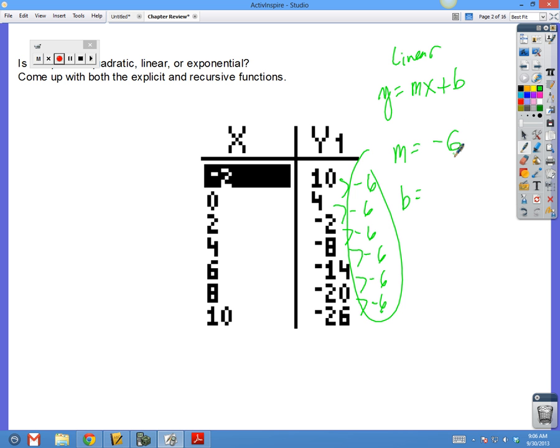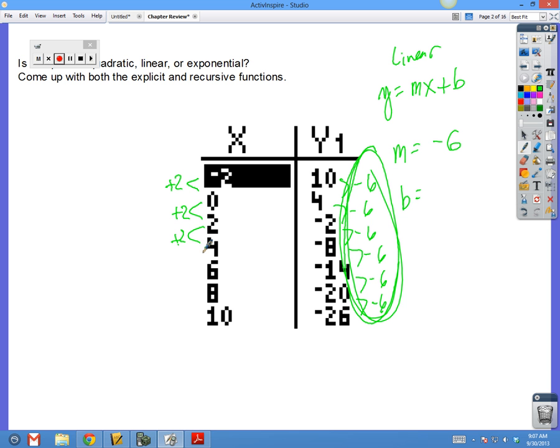M is -6. B, M is your change. Oh, nice eye. Is it really -6? It appears to be -6, but this is a trick question because these go down 6 every time. But look at these guys over here on the left. What's happening here? These are going up. They're skipping. Anytime they skip, it's a trick question.